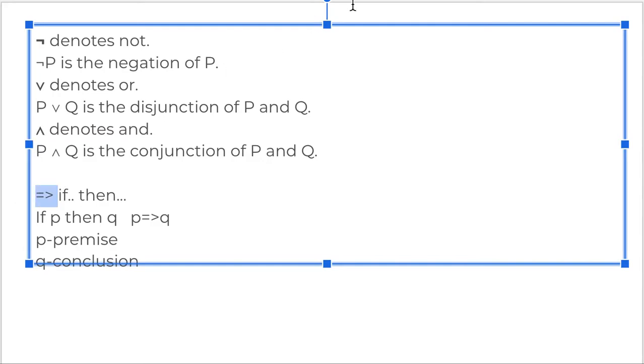This is if P then Q, so that's an implication. So if P then Q can also be written as P implies Q, right? If P then Q. Here P is called the premise and Q is called the conclusion, right? So that's about the different operators we have.